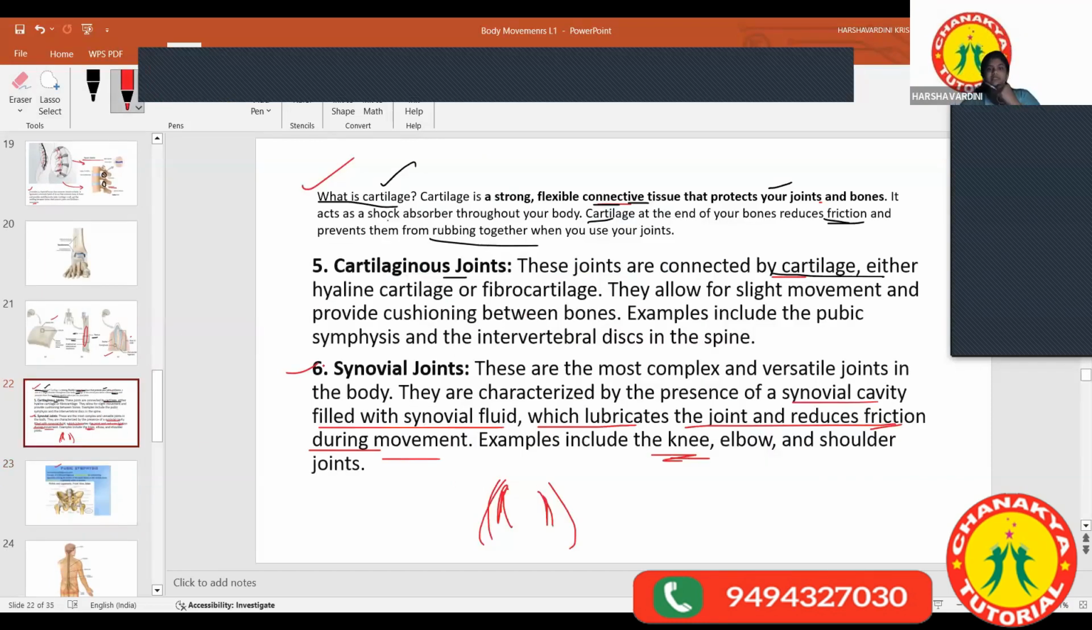Okay, next is synovial joints. We already learned a lot about these. They are the most complex and versatile joints. They are characterized by a synovial cavity filled with synovial fluid, which acts as a lubricant and reduces friction during movement. Knee, elbow, shoulder joints. Wherever your joints are more exposed and more prone to damage, there you find synovial joints.